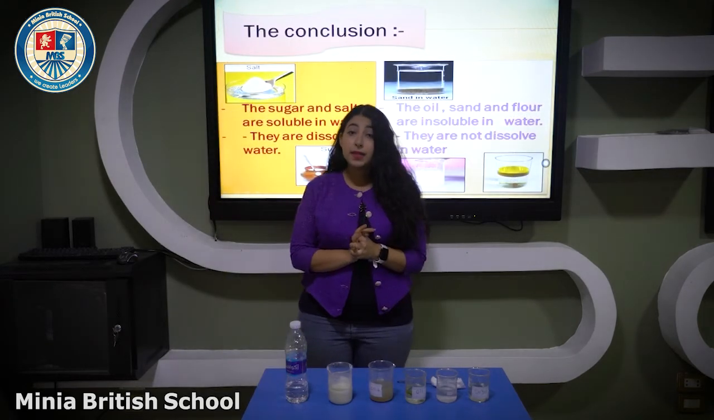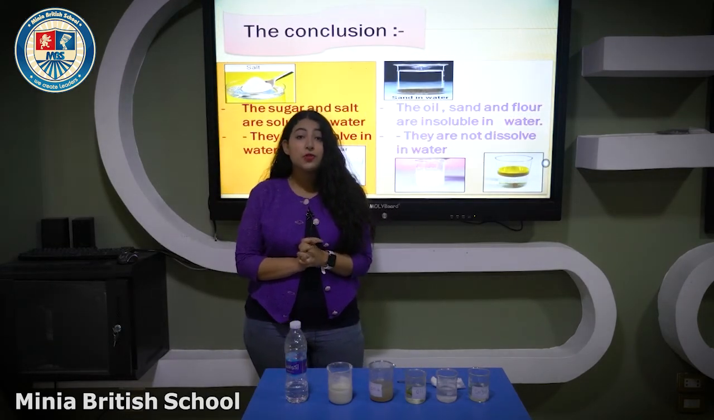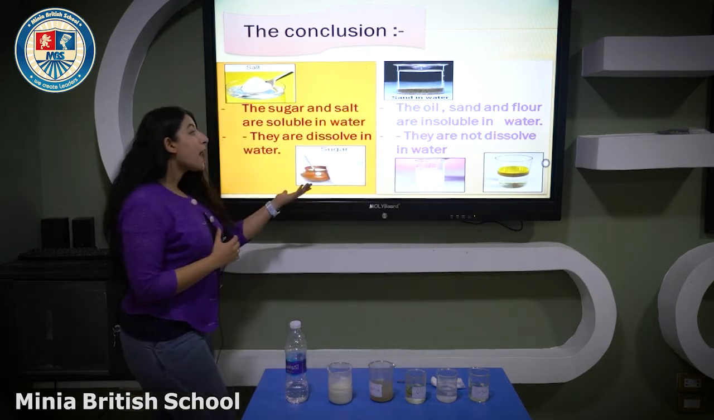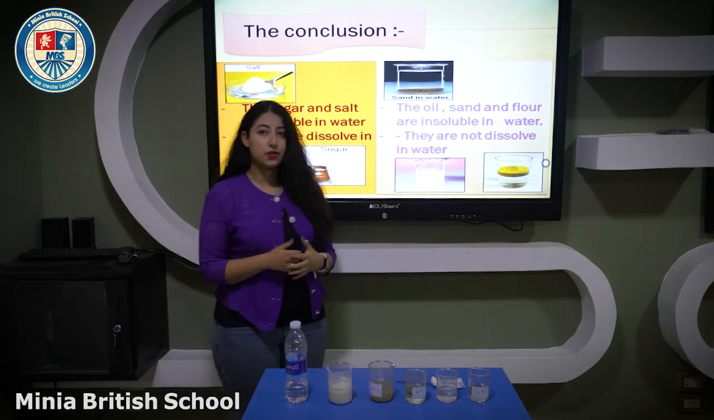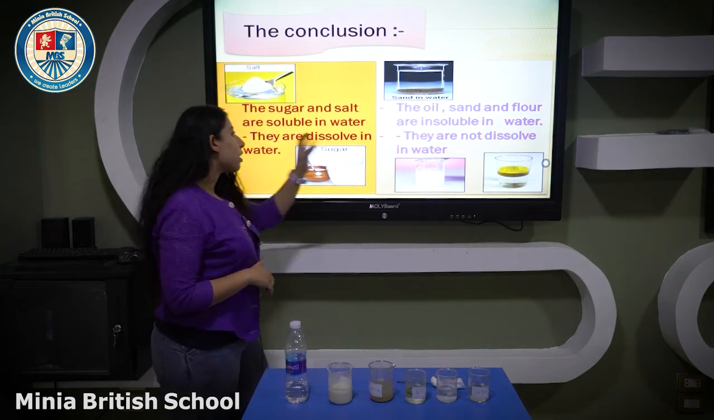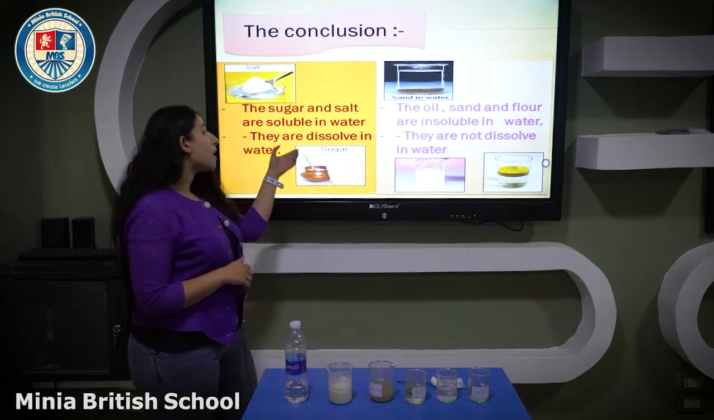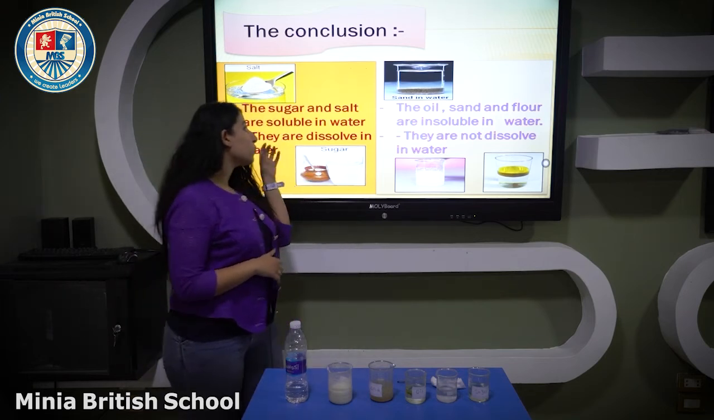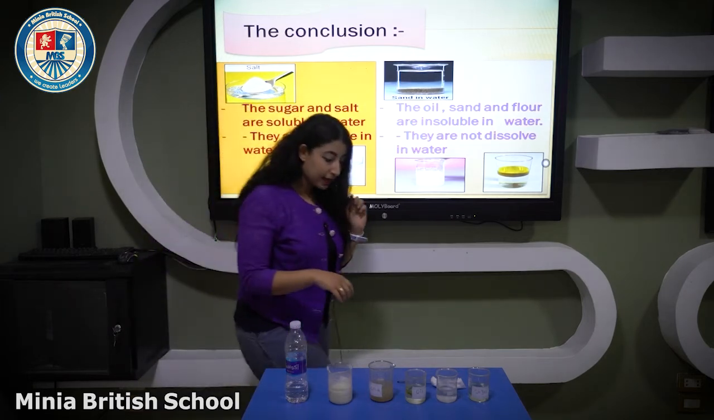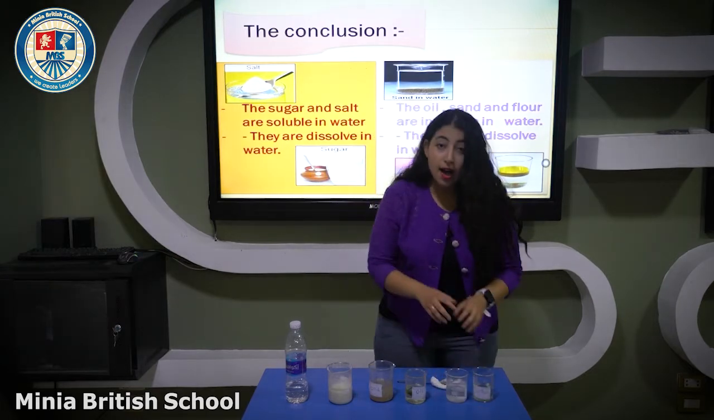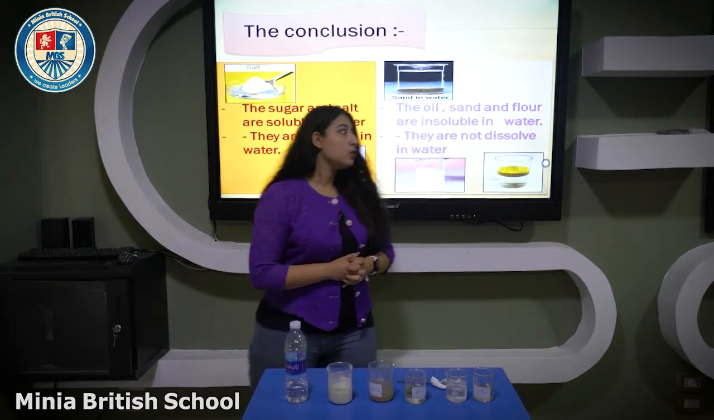Now, who can tell me what is our conclusion today? What is your conclusion? Oh, we have two types of matters. What are these? The sugar and salt are soluble in water. They are dissolved in water. So the matters which dissolve in water, like what? Like sugar and salt. But the others can't dissolve in water.